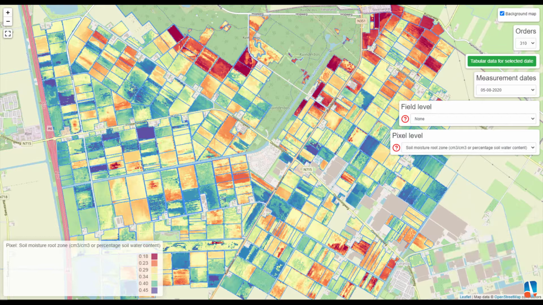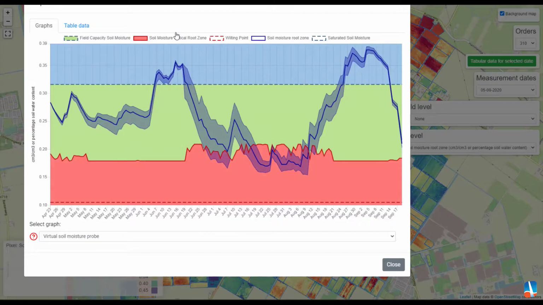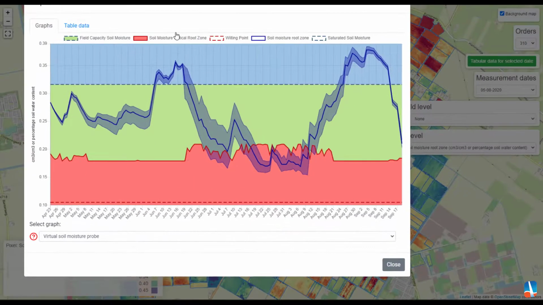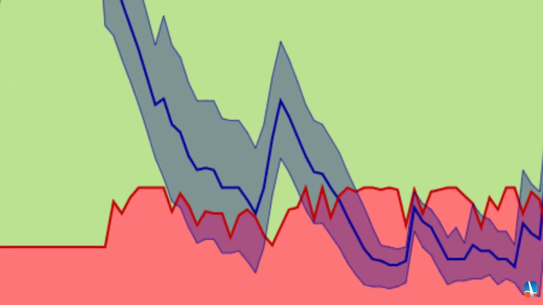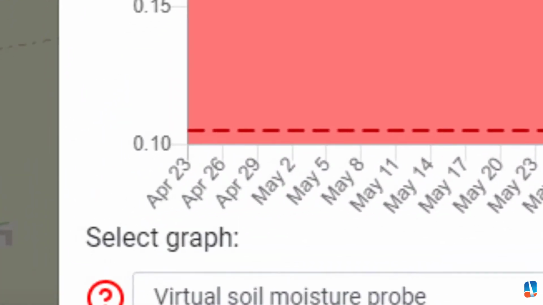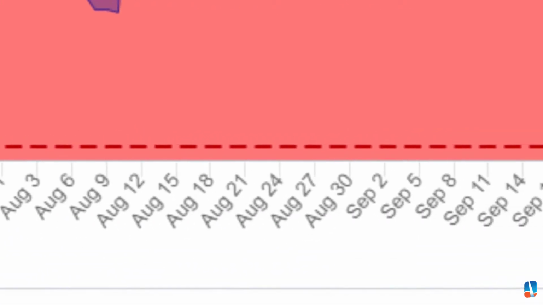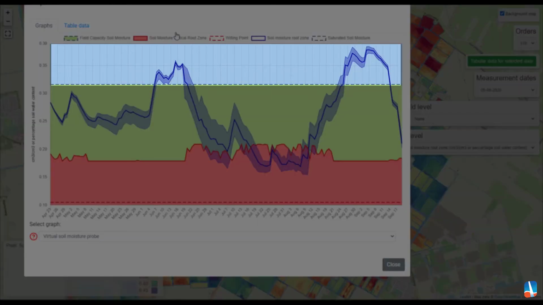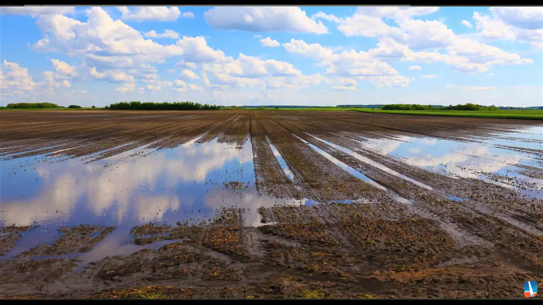If you click on a field in IrriWatch, the timeline graph pops up. The first one is the virtual soil moisture probe. The dark blue line is the average soil moisture of the field over the whole period, since you started your registration on the IrriWatch portal. If the soil moisture is in the blue zone, above field capacity, the Irrigation Advice Map shows over-irrigation.